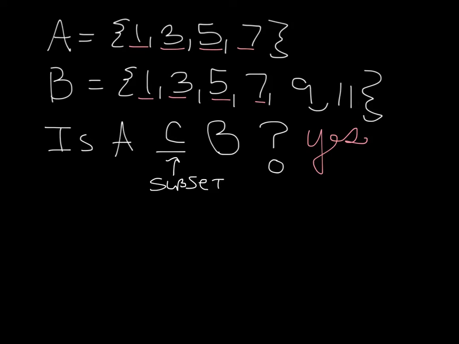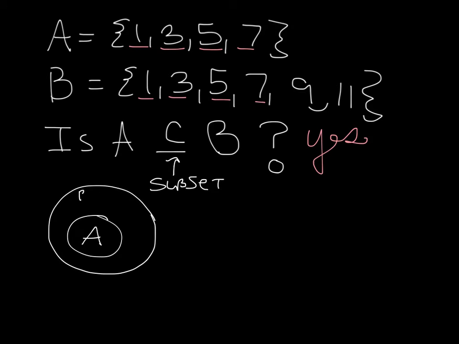Or you can think of it as, later on we're actually going to do these Venn diagrams. A could be a set, and then B is the bigger set. You can think of 1, 3, 5, 7, but let's see, maybe blue here, 9 and 11 are out here. So B contains the pink and the blue, but A only contains the pink. So that's what a subset is.